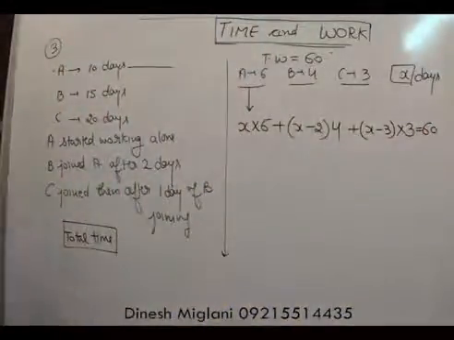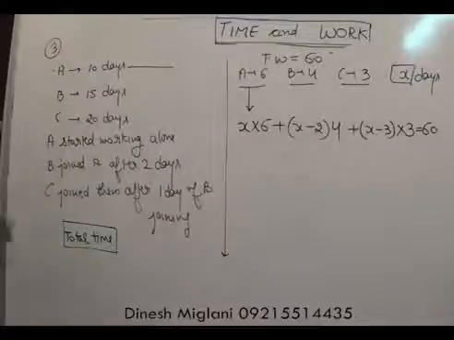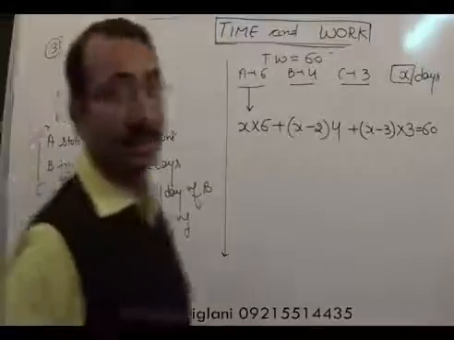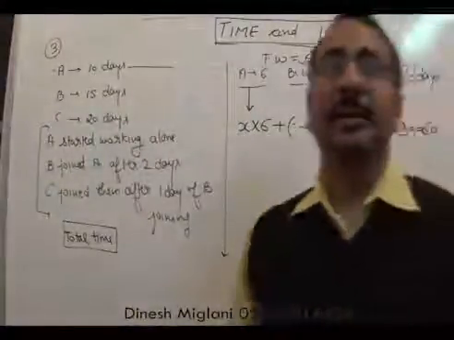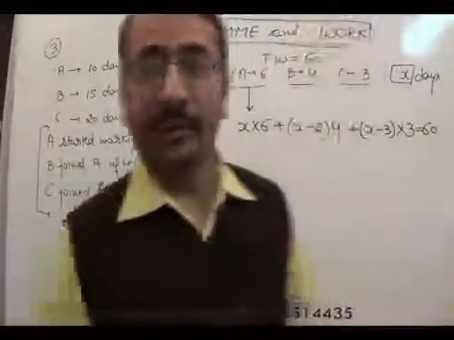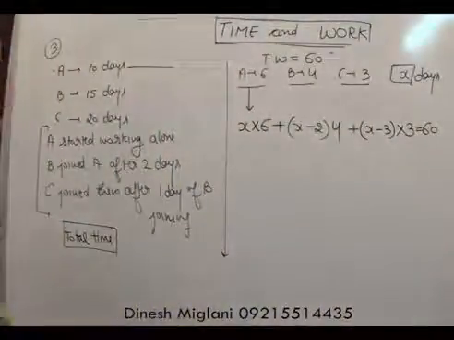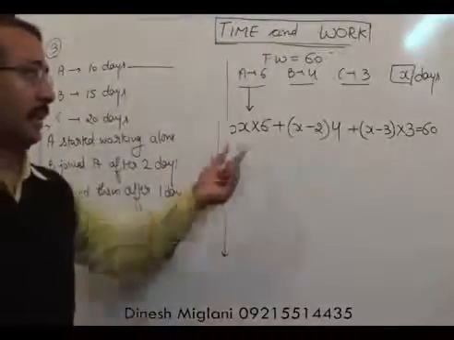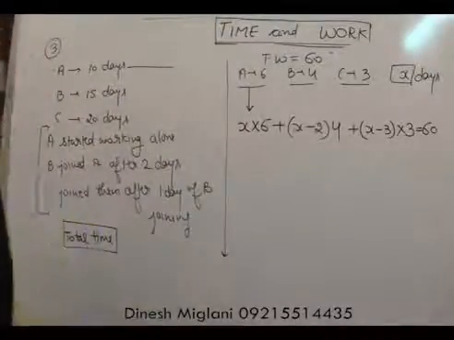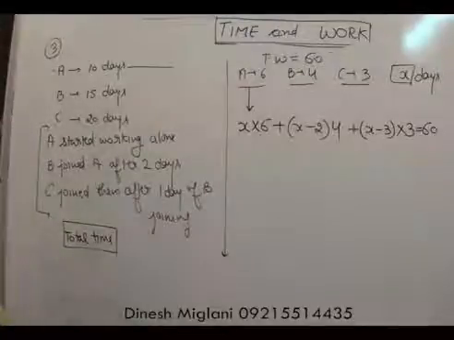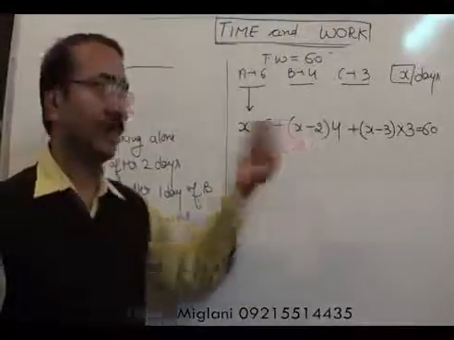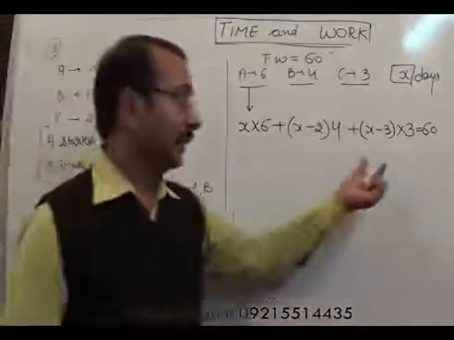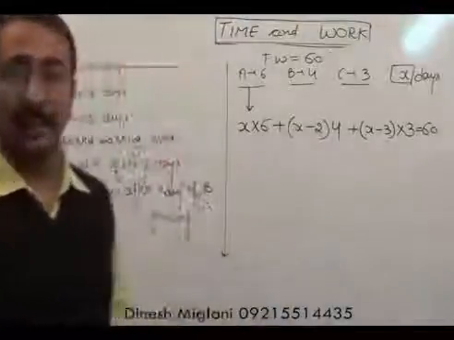Just pay attention to this equation, that's very important for you. I have just assumed that all 3 together can do the work in X days. A's 1 day work is 6, he worked from start to end, so his work contribution was 6x. B joined after 2 days, which means he worked for X minus 2 days, so X minus 2 into 4. And C joined after 3 days, which means it is X minus 3 into 3, and total work is equal to 60.